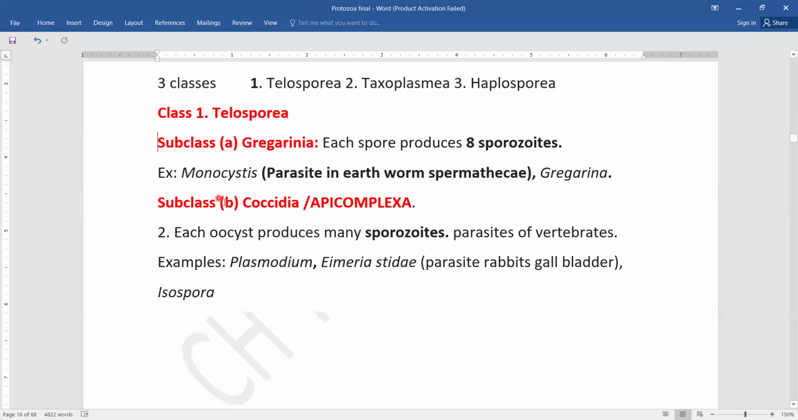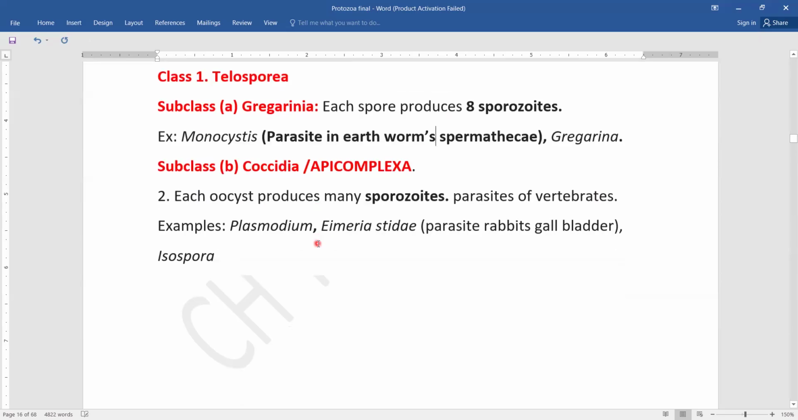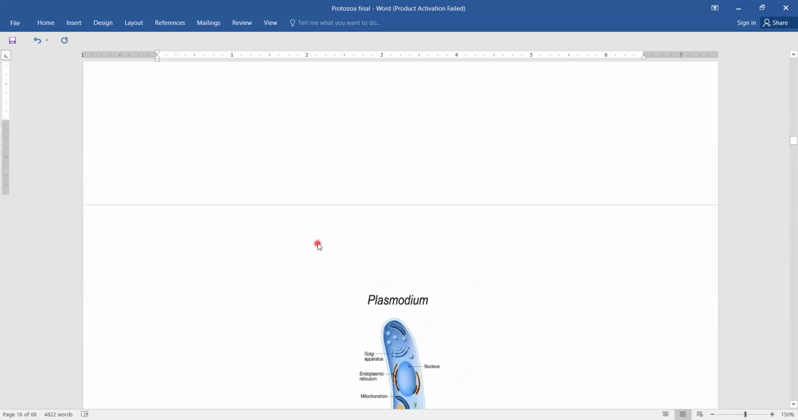It has two subclasses. Gregarina, in which each spore produces 8 sporozoites. Example, Monocystis. This is important because it resides as a parasite in the earthworm's spermathecae. It lives there as a parasite, in the spermathecae of the earthworm. And Gregarina, this is most important.